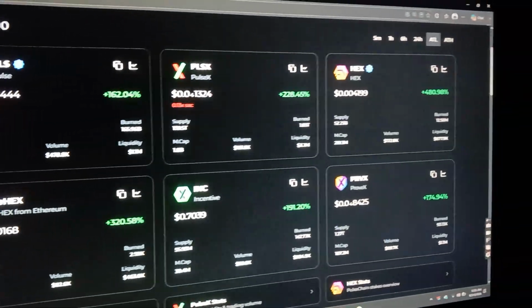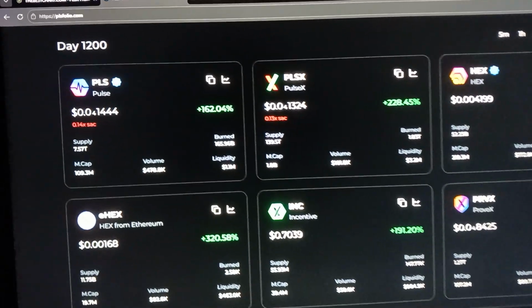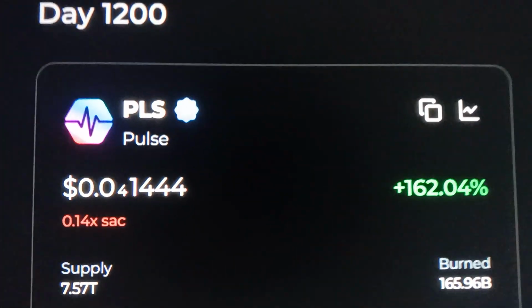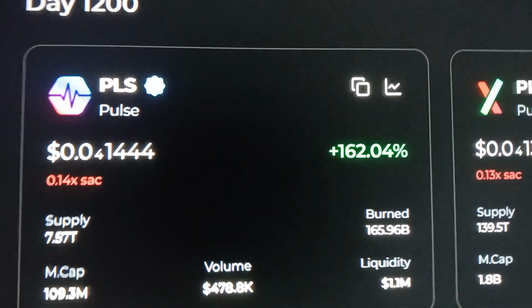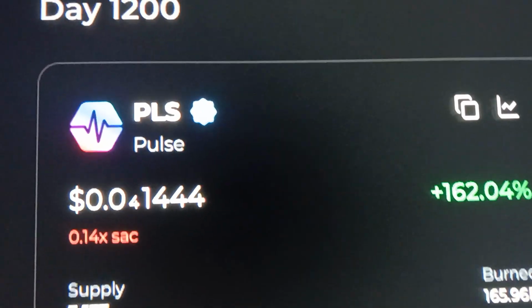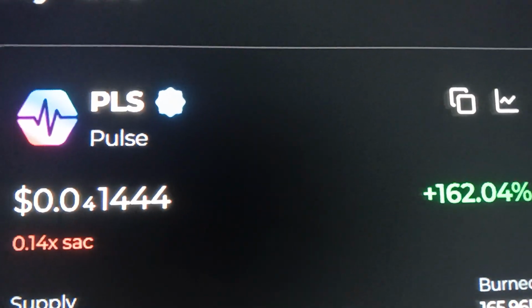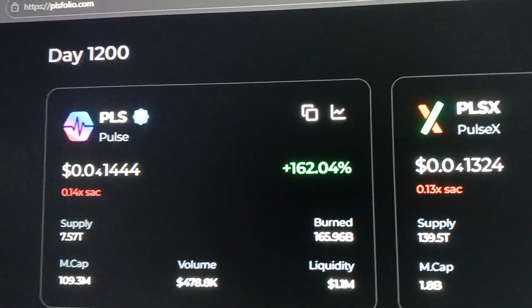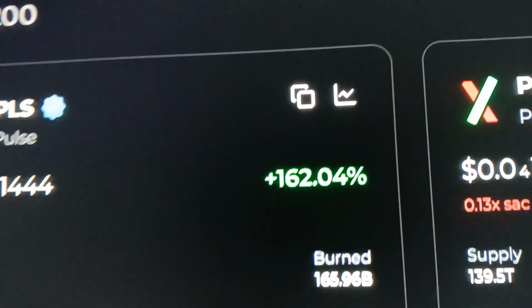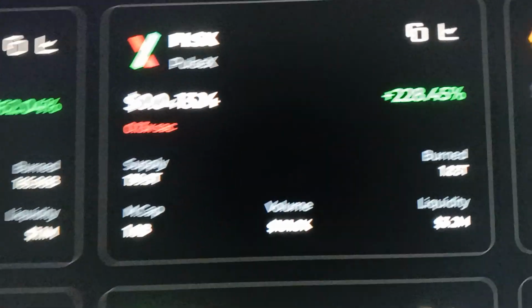If we are able now to see how these assets have been performing, this is the PulseChain blockchain. We are in the 12,000 and price is sitting at 0.40144 US dollars. Actually, Pulse is up 162% from the bottom.